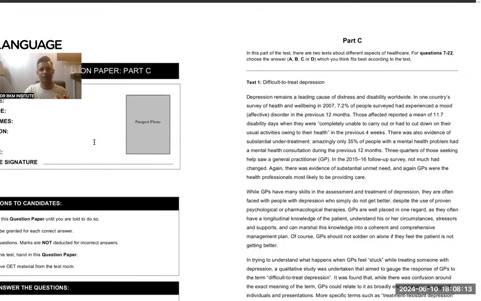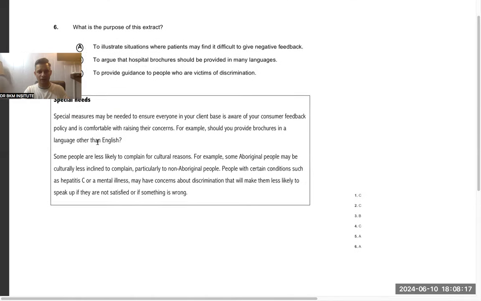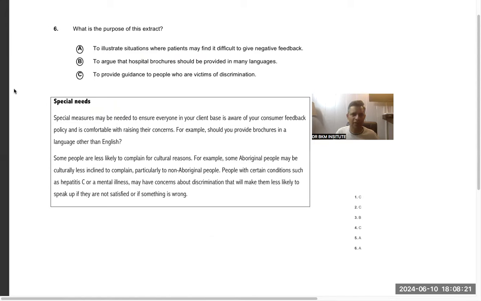Again, if we discuss part B of today, this question was also a wonderful question I wanted to record. What is the purpose? When we are talking about a purpose, don't read everything. Purpose would always be here.